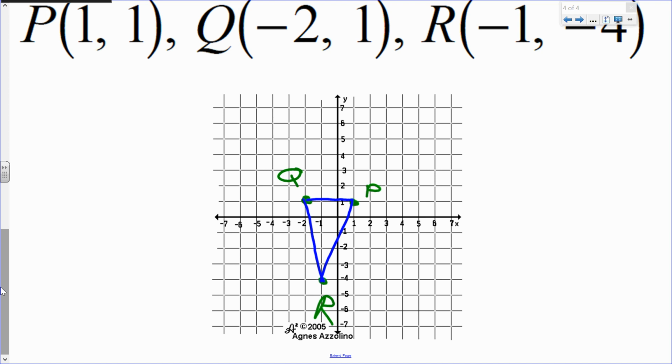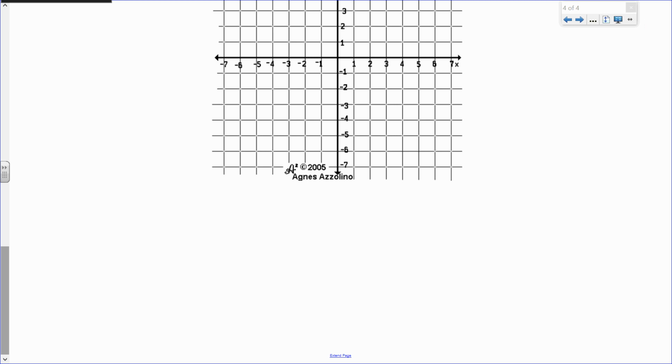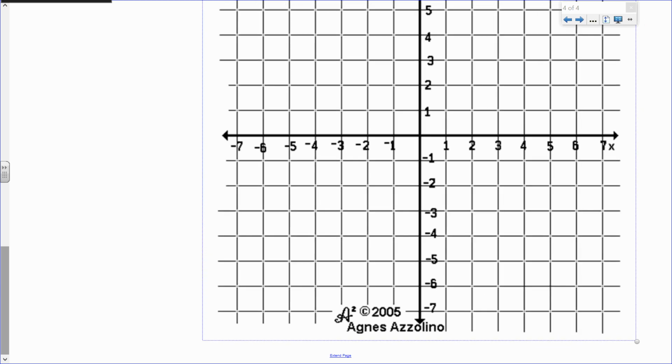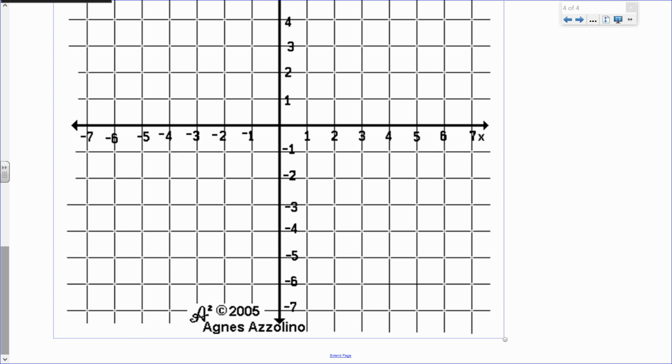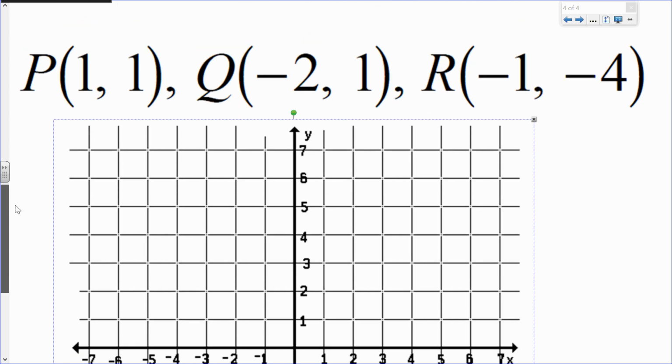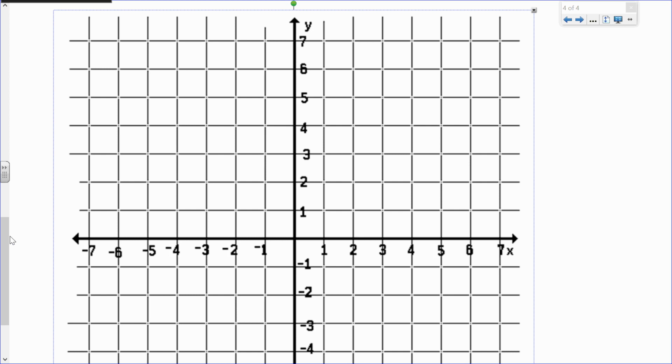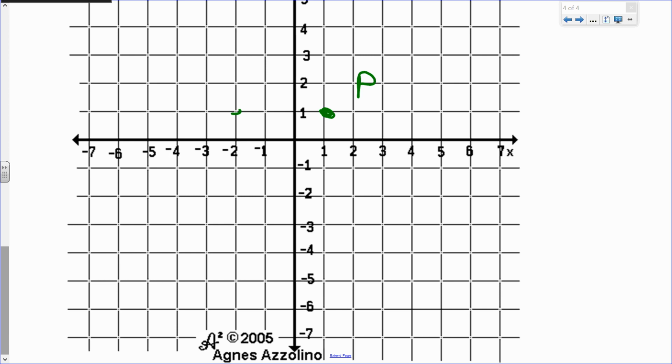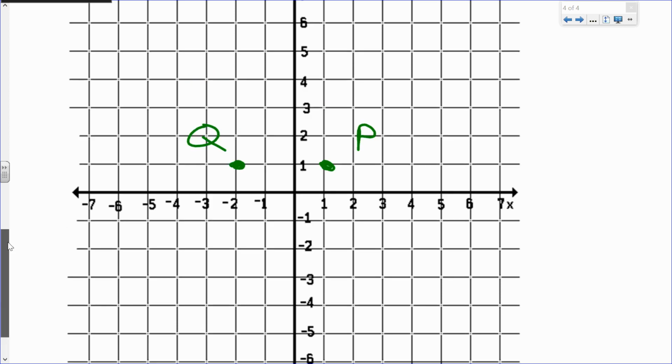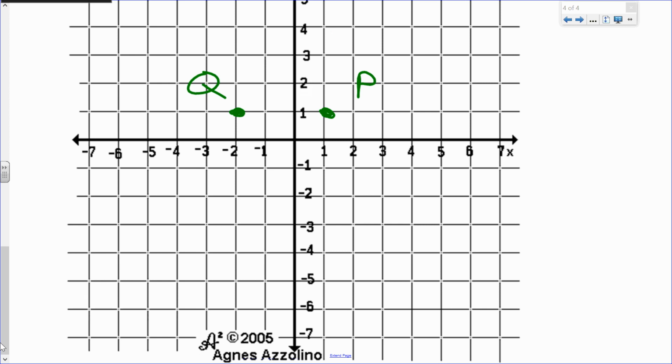You know what I'm going to do? Pardon me, but let me zoom in a little bit more. I'm going to make this a little bit bigger because we got to talk about this here. Let me plot these again real quick. So P, stay with me, P was 1, 1. Q is negative 2, 1. And R was negative 1, negative 4. All right, now it's a little more zoomed in. So this is R. So here we go. There's our triangle.